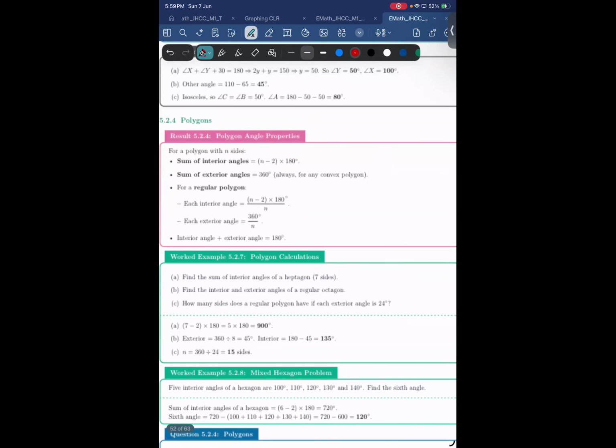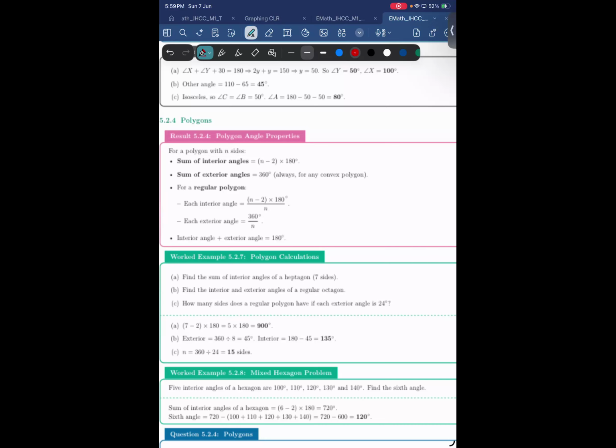So for part A of this example, find the sum of interior angles of a heptagon, which has 7 sides. Using the formula, n minus 2 times 180 degrees is 900 degrees. Then part B, find the interior and exterior angles of a regular octagon. An octagon has n equals 8 sides. Using the formula above, the exterior angle is 360 degrees divided by 8, which is 45 degrees. The interior angle is 180 minus exterior, which is 180 minus 45, 135 degrees.